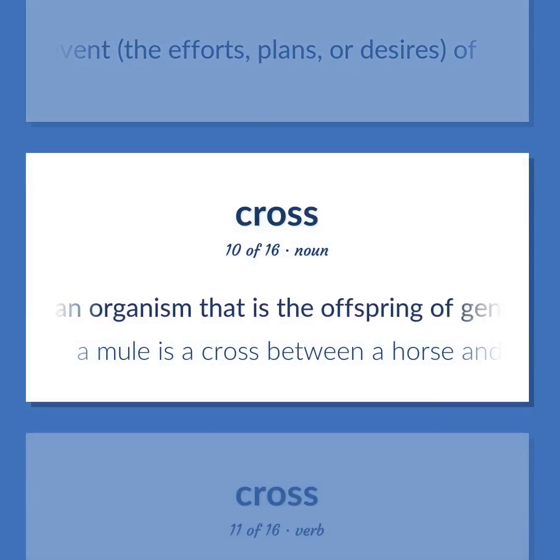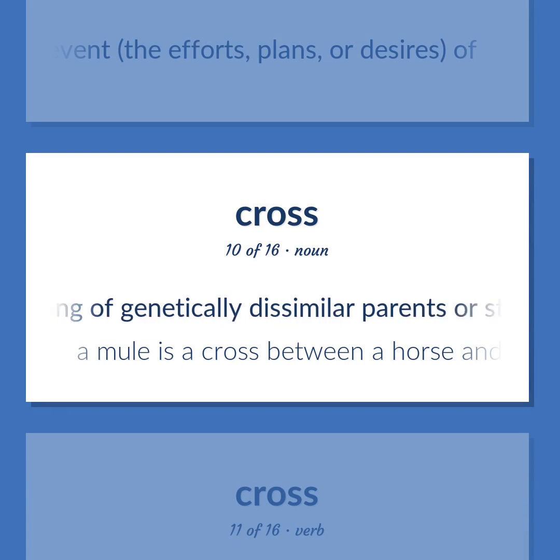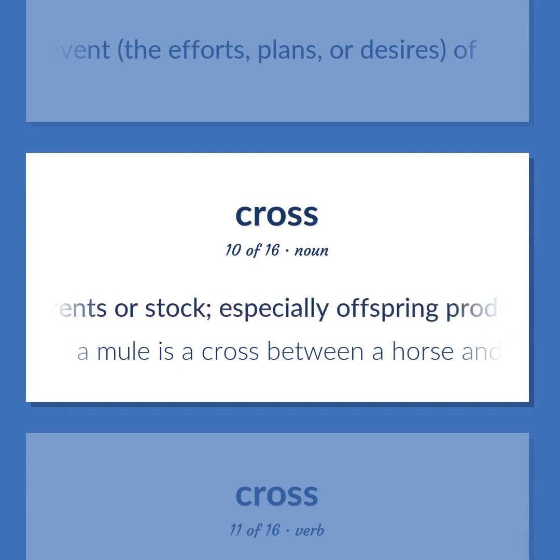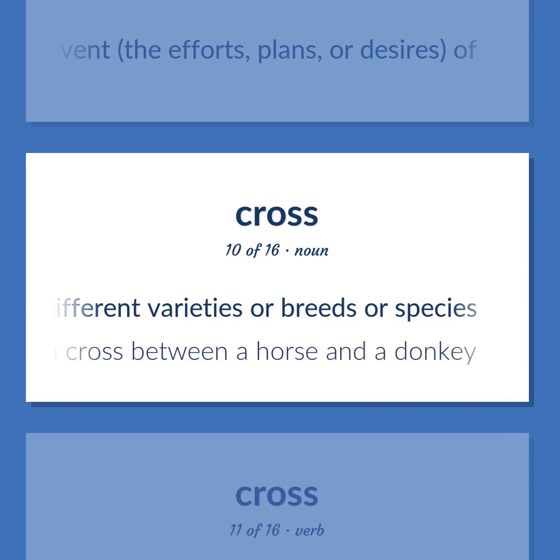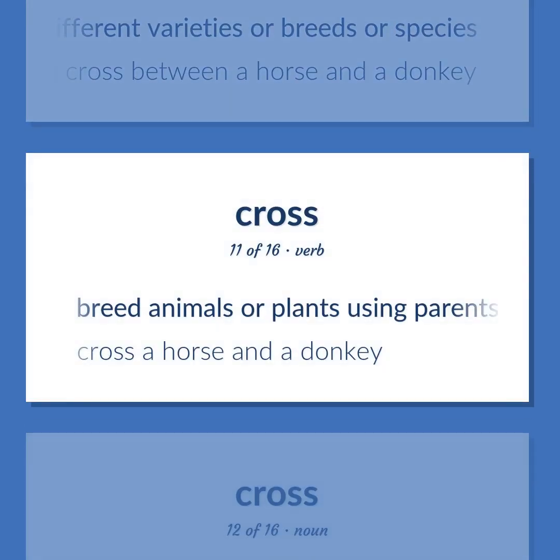Genetics, an organism that is the offspring of genetically dissimilar parents or stock, especially offspring produced by breeding plants or animals of different varieties or breeds or species. A mule is a cross between a horse and a donkey. Breed animals or plants using parents of different races and varieties. Cross a horse and a donkey.